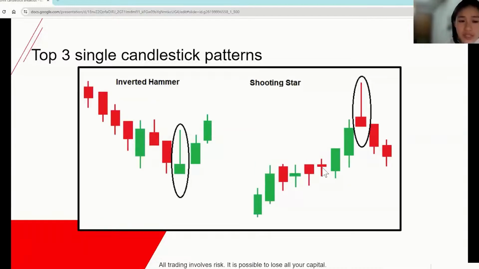Okay, next we have the inverted hammer and the shooting star. The inverted hammer basically doesn't have any bottom wick at all, and the shooting star as well. So you can see it's exactly the same. The difference would just be the color of the candlestick. Inverted hammer, since it's green, is obviously a reversal into an uptrend. Shooting star is obviously a reversal into a downtrend.